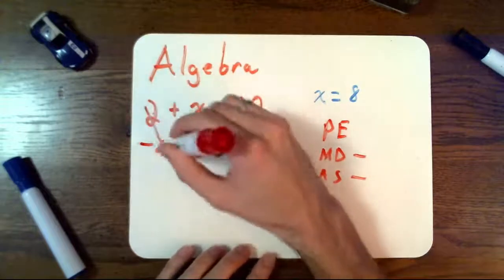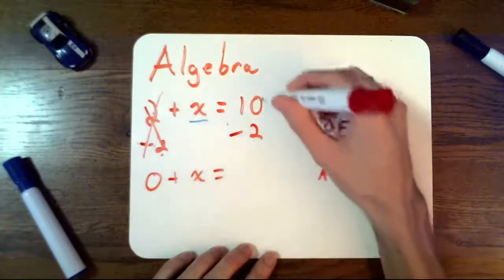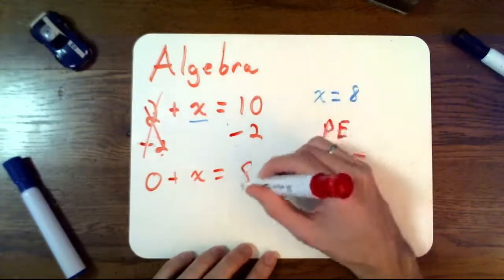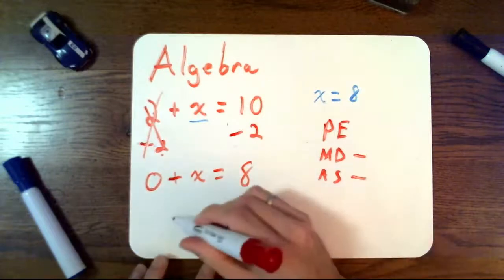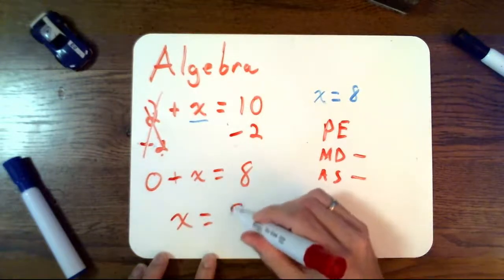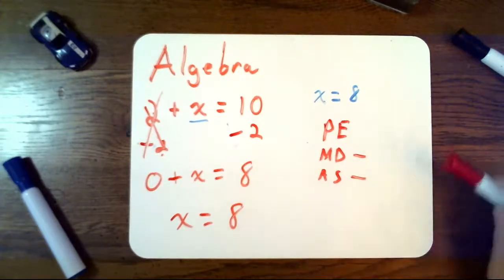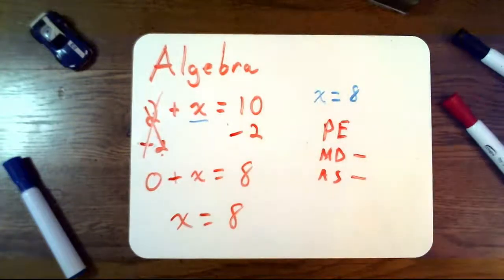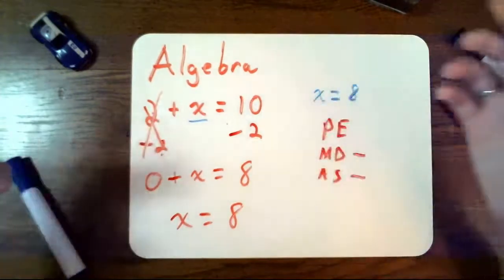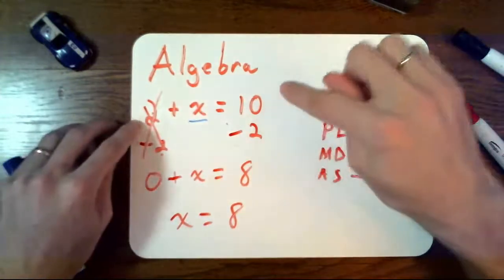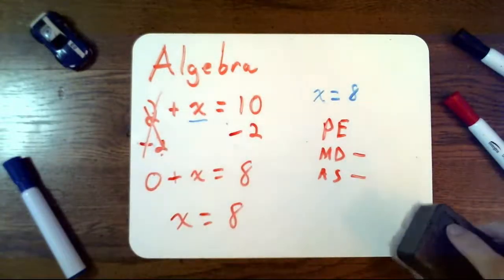2 minus 2 is 0. 10 minus 2 is 8. Since we're adding nothing to x, this is pretty much just telling us that x is equal to 8. So this is the technical way to do it. I recommend doing this when you have very large numbers. I chose 2 and 10 for an easy example. What if it was like 54 and 36? Then this is the surefire way to do it.